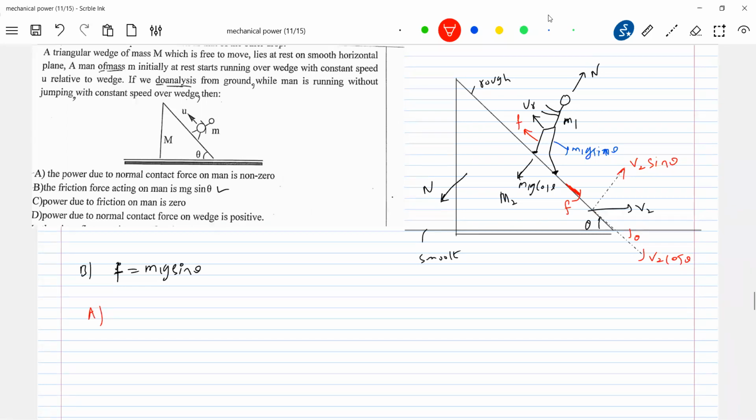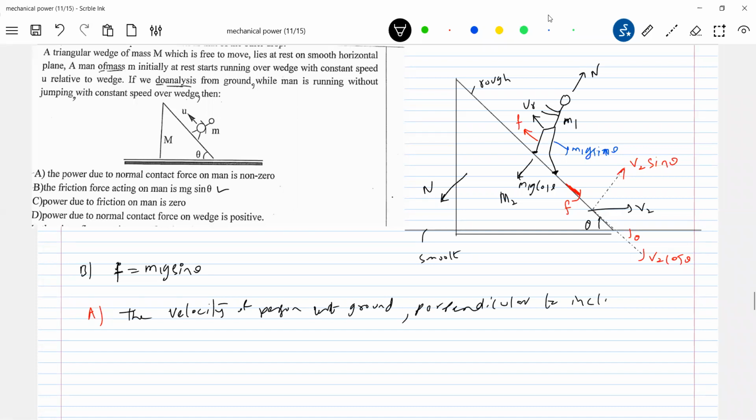I'll start from here. The velocity of the person with respect to ground perpendicular to the incline is how much? V2 sine theta, because there's no relative motion. Because what is another reason? Because normal contact is non-zero. Is in contact, no? Constraint equation, better say constraint equation.